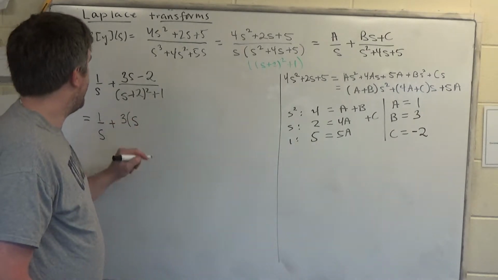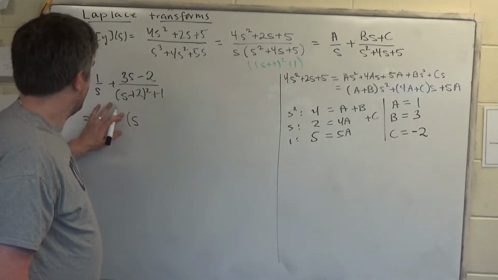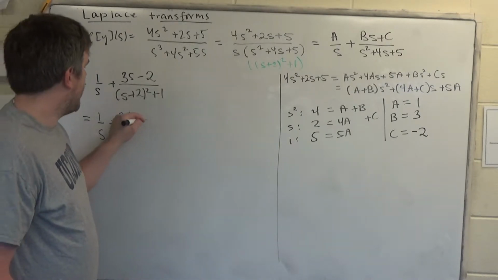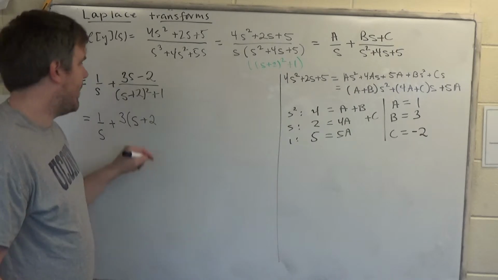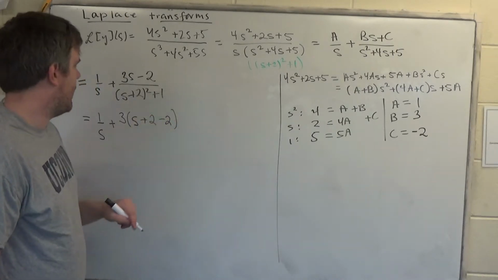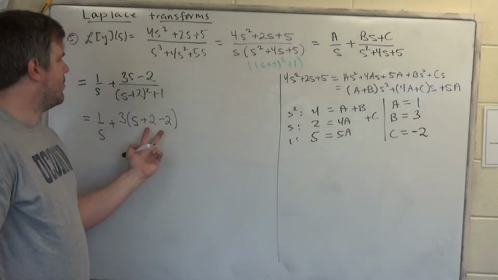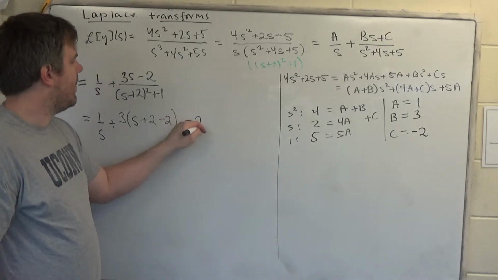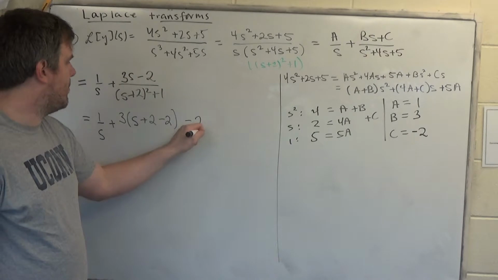So I'm going to write s in parentheses. I didn't mean to erase the 3. I'm going to write the s in parentheses, and then I'm going to add 2 to it, but I can't change the value of anything, so I'm going to add and subtract 2. Here, that's a 0, so this is still just s. And then I still have my minus 2 from up top here.